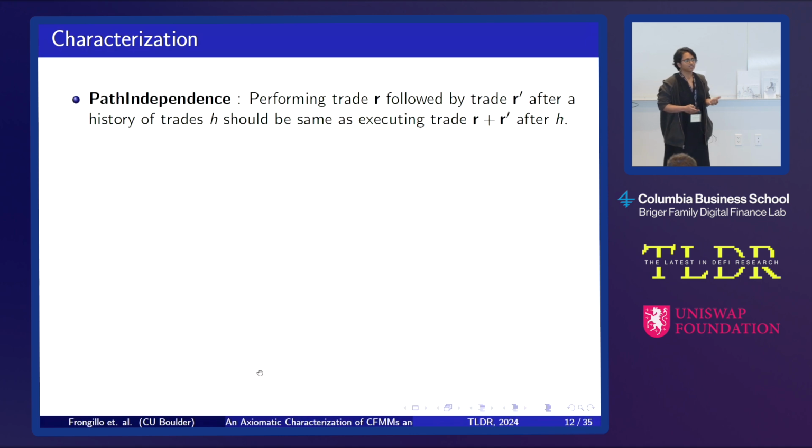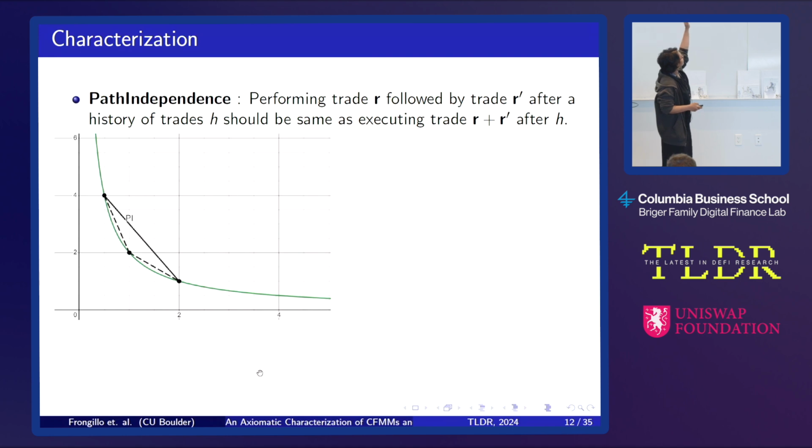The second axiom is called path independence. It says that if a trader performed trade R and then immediately R prime, it should be the same as the trader performing R plus R prime, because this eliminates cases where the trader might find it profitable to split their single trade into multiple smaller infinitesimal trades and profit from it. And this eliminates those scenarios and the overhead that it causes to the market maker.